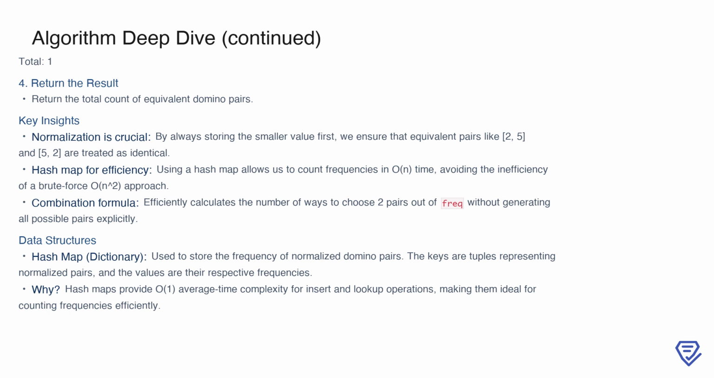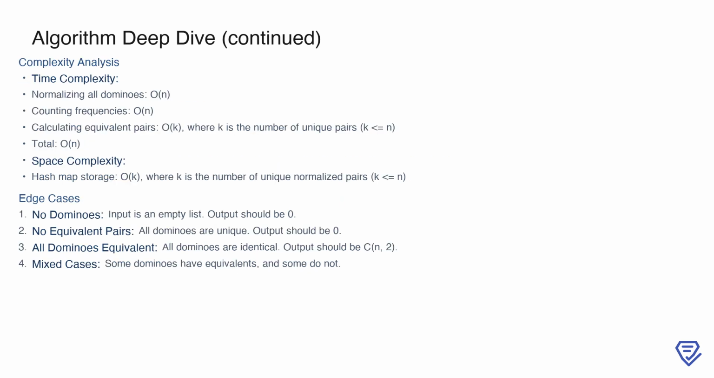The hash map plays a central role here, as it provides O(1) average time complexity for both insertion and lookup operations, making it ideal for our frequency counting step. Now, let's analyze the complexity of our algorithm.